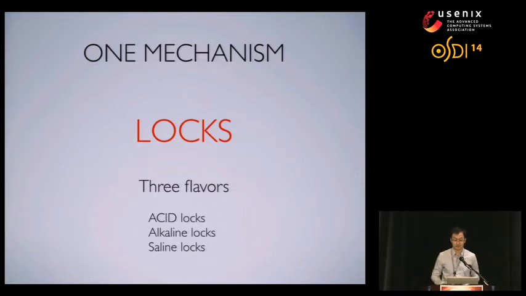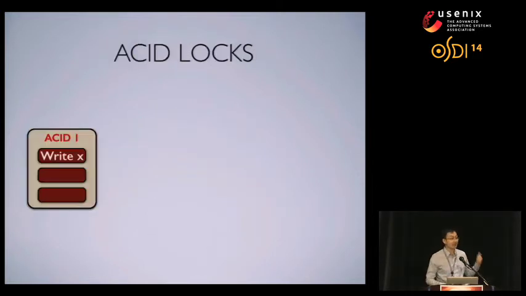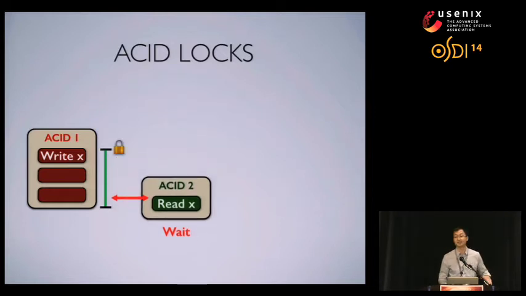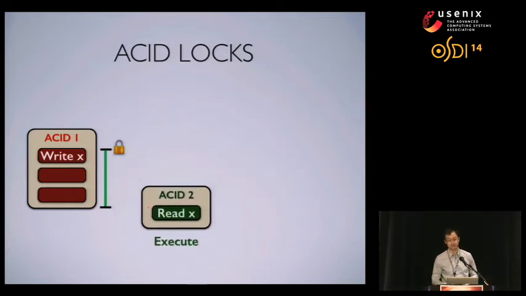We all know how ACID locks work. When this ACID transaction updates X, it acquires a write lock on X and holds it until the end of this transaction. If there is another transaction that tries to read X, to get the read lock on X, it has to wait until the end of this transaction.